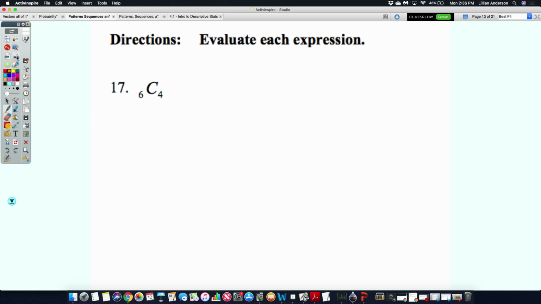The other part of patterns, sequences and series was Pascal's triangle, combinations and expanding binomials. It's still the same topic, on the same page of the reference booklet. Whenever you see this notation of 6C4, the 6 represents the 6th tier, not the number of terms.